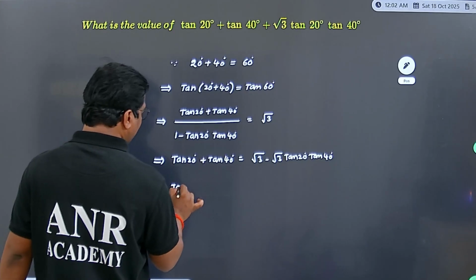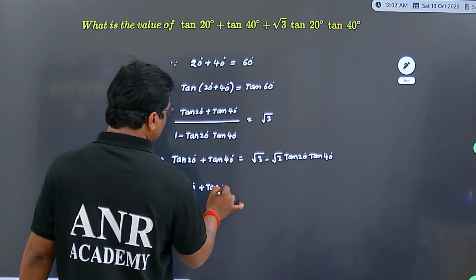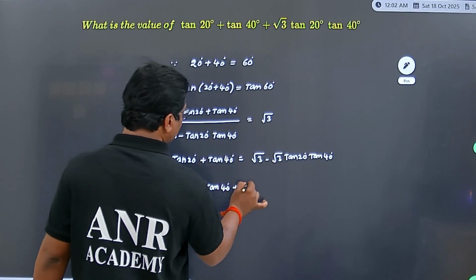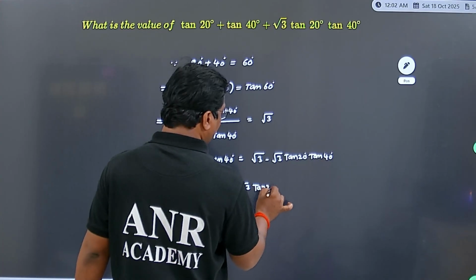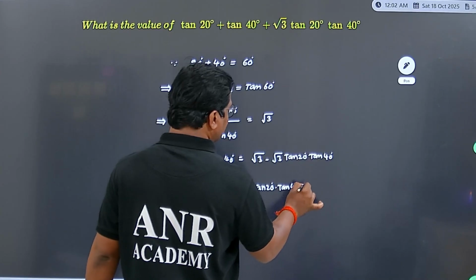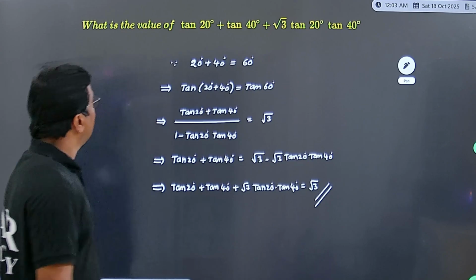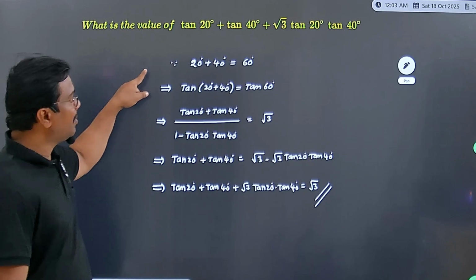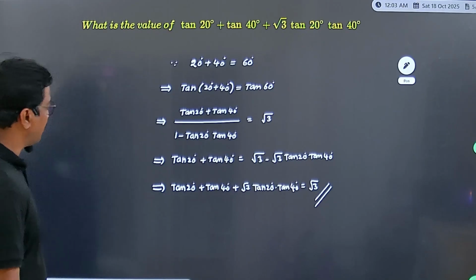Now from this you can write tan 20 degrees plus tan 40 degrees plus root 3 tan of 20 degrees into tan of 40 degrees becomes root 3. So the value of the given expression is clearly root 3.